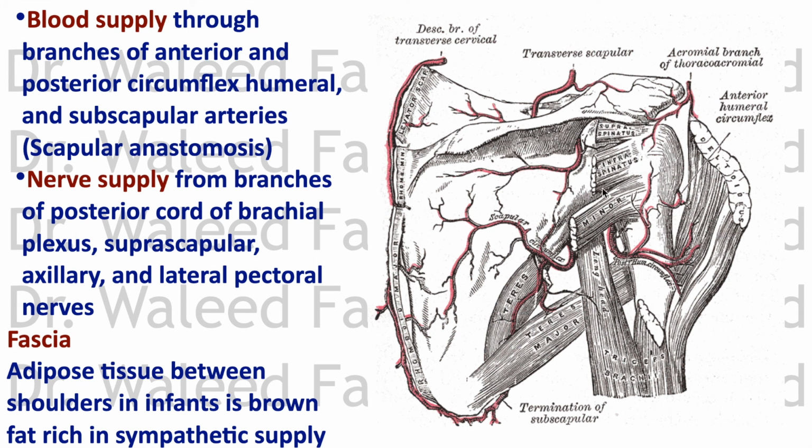One last thing to say about the fascia that's related to the shoulder. Actually, it's medial to the scapula, between the two scapulae. In infants, the fascia between the two scapulae, the adipose tissue, is of the brown variety, which means it's rich in sympathetic supply to provide warmth for the infant.